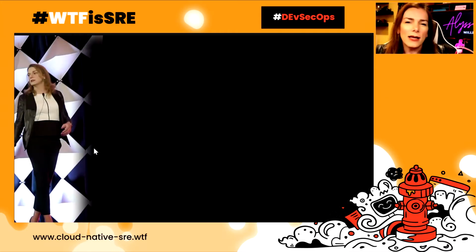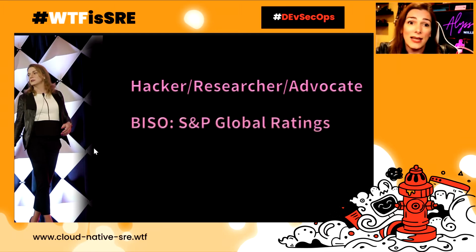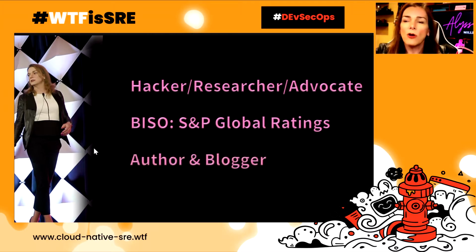But I'm going to kick things off just by telling you a little bit about me, because here I am sitting here talking at you. I should probably let you know who I am in case you don't know. First of all, I'm a hacker. I have been all my life. I'm a security researcher and a security advocate. I like to share my ideas, hear what other people are saying, and see how we can get better. I am the BISO, or Business Information Security Officer, for S&P Global Ratings. If you don't know what that is, I will give you a link to my blog later where you can read about what a BISO is and what it is that I do.